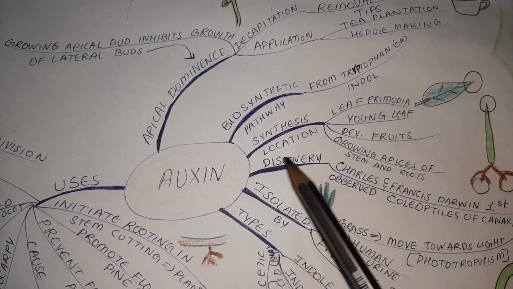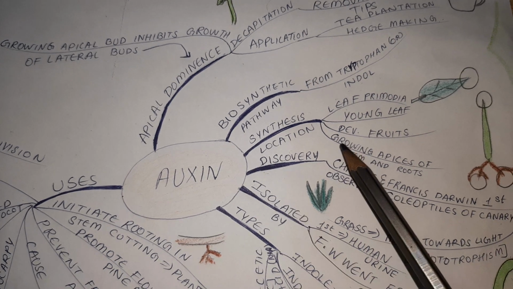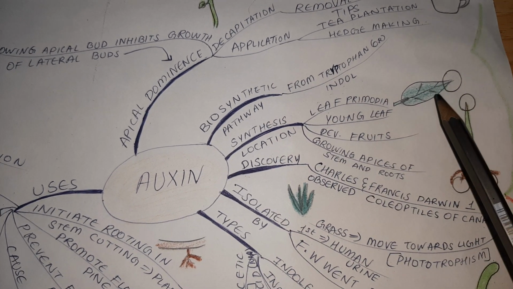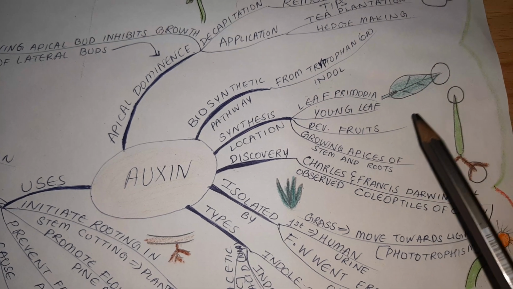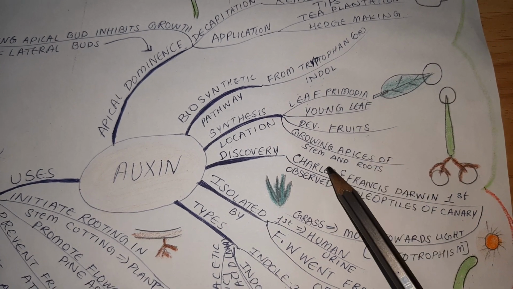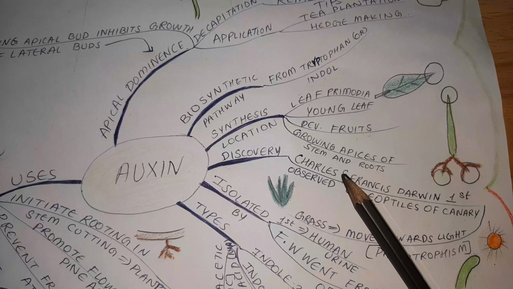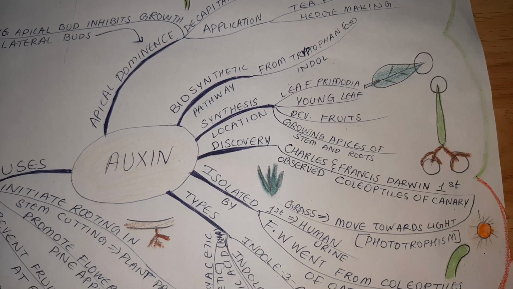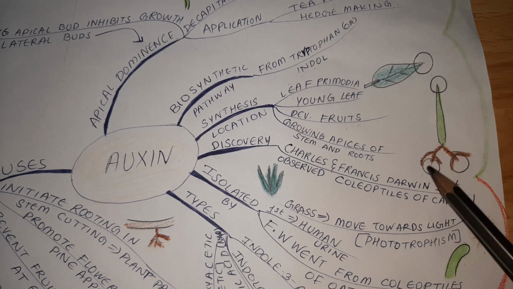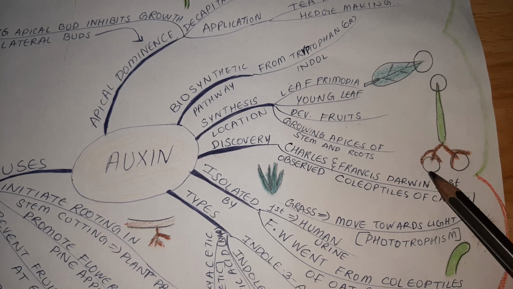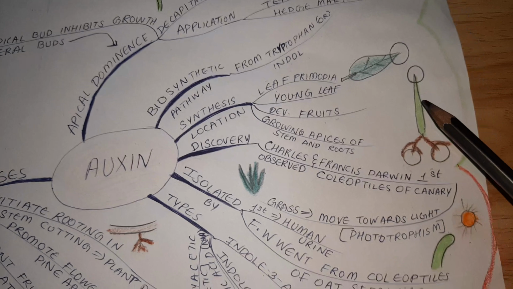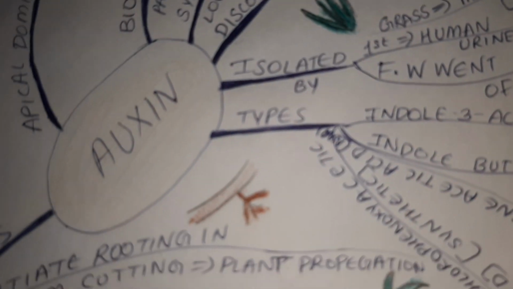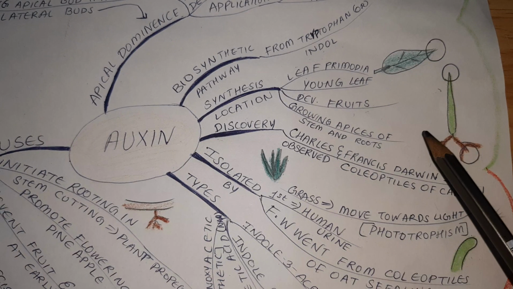The location where it is synthesized in the plant body is leaf primordia, in this region of the leaf, in young leaves, in developing fruits, and in growing apices of stem and roots. These are the growing apices. These roots will grow further downwards. So auxin will be synthesized here. And talking about the stem apex, auxin will also be synthesized there.